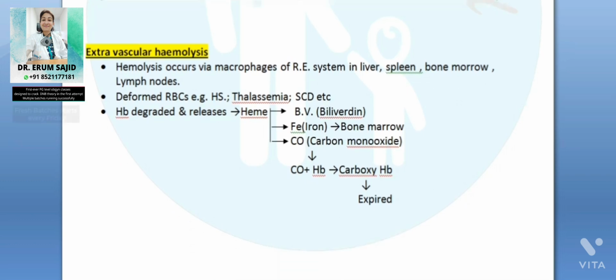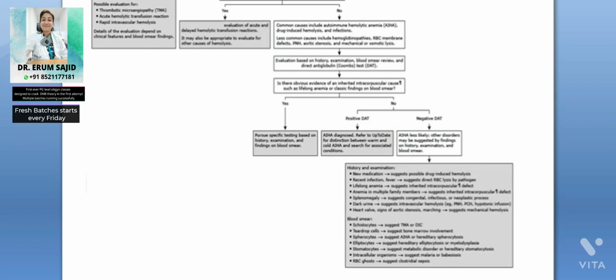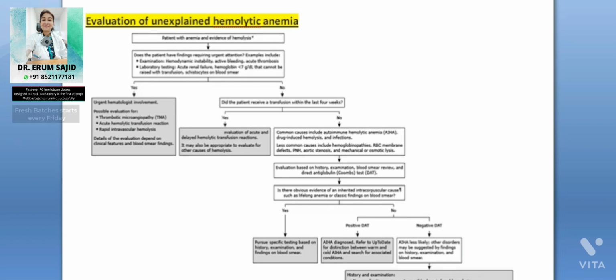So next comes the most important thing which is to be discussed, which is the diagnosis and the management of the patient with suspected hemolytic anemia, unexplained hemolytic anemia.